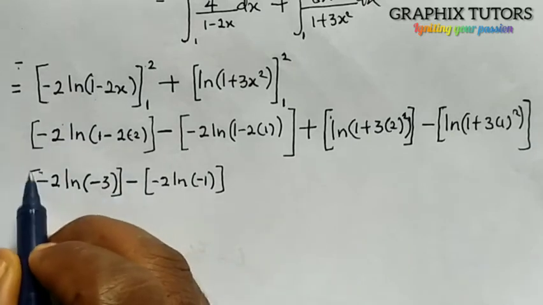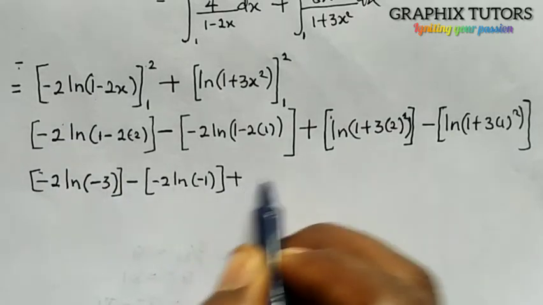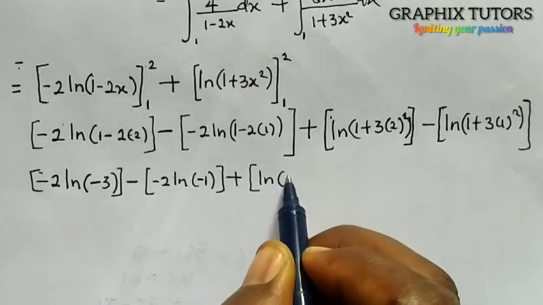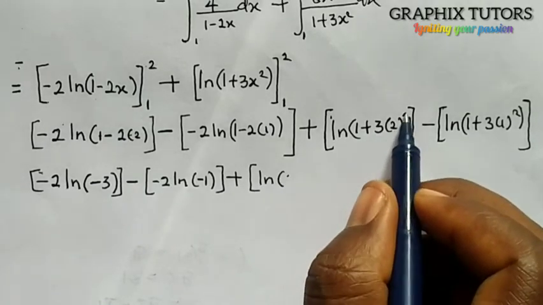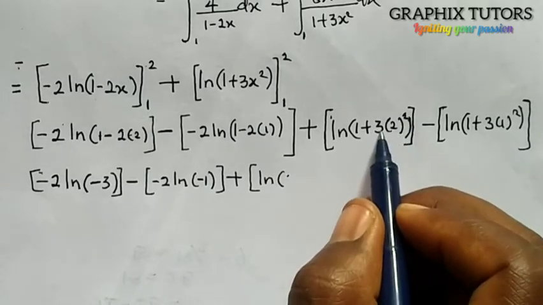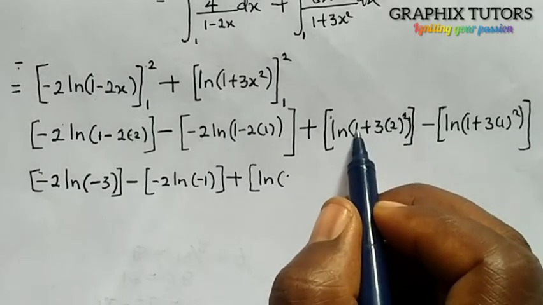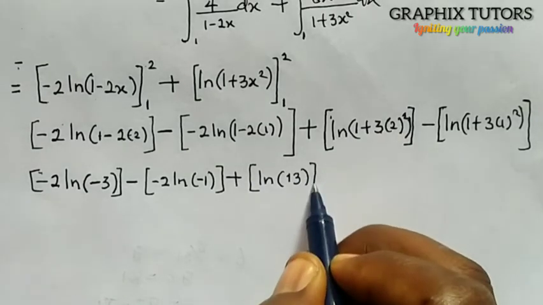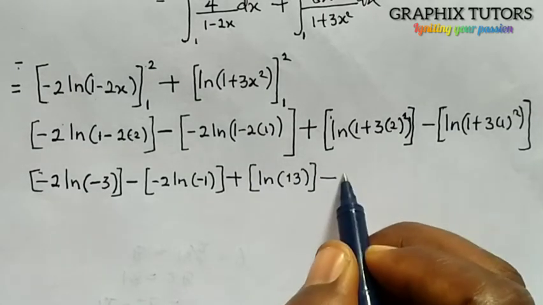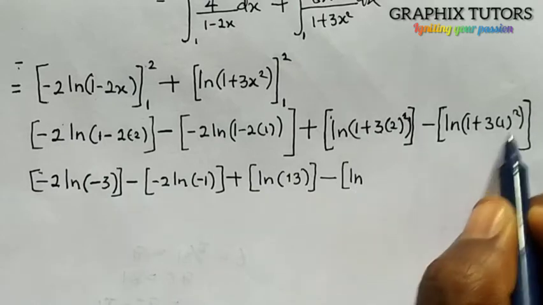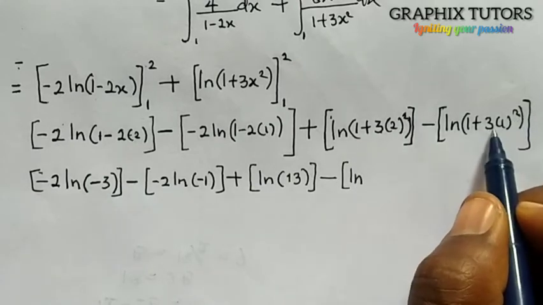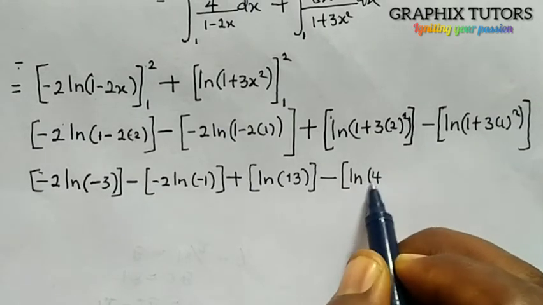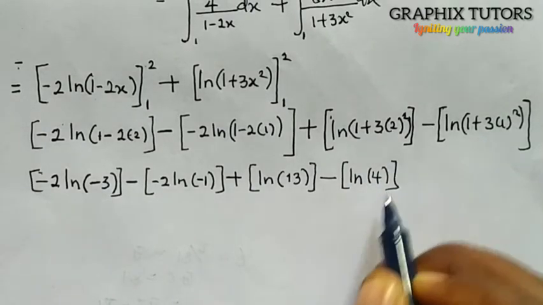Are we good? Plus ln into bracket 2 square is what? 4. 4 times 3 is 12. 12 plus 1 is what? 13. Right? I'll close it up. Minus, we have ln 1 square is 1. 1 times 3 is 3 plus 1 is 4. So we have 4. This is what I have here.